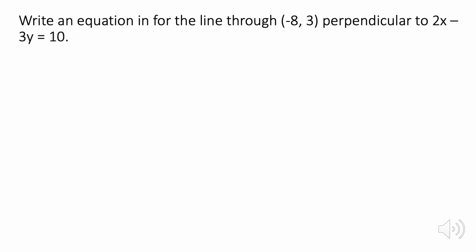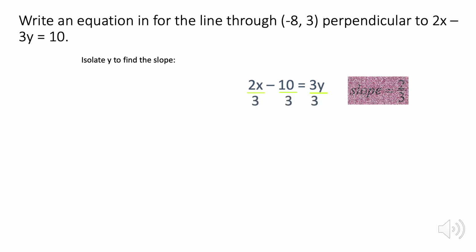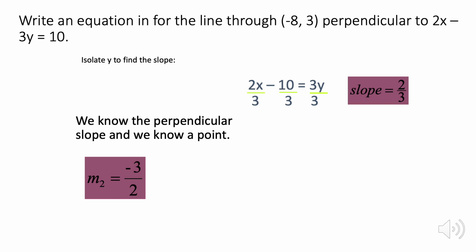Then we have this one: write the equation of the line which passes through the point (-8, 3) and is perpendicular to 2x minus 3y equals 10. So again, we need to find the slope of the line 2x minus 3y equals 10. So I will have to transform it to y equals mx plus b. So you have 3y equals 2x minus 10, dividing all sides by 3. So you have y equals 2/3 x minus 10/3. So your slope is 2/3.